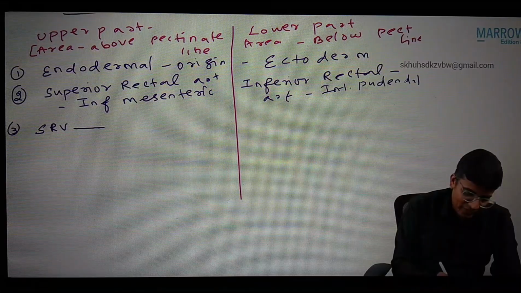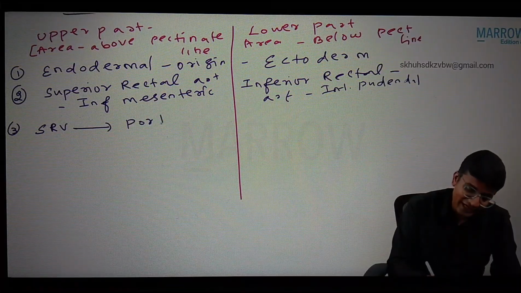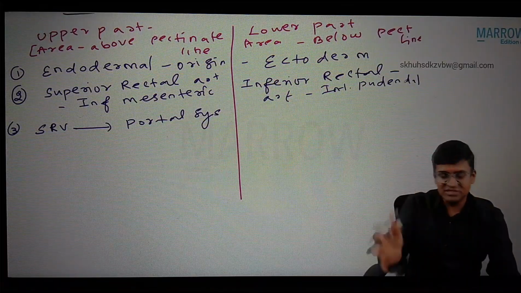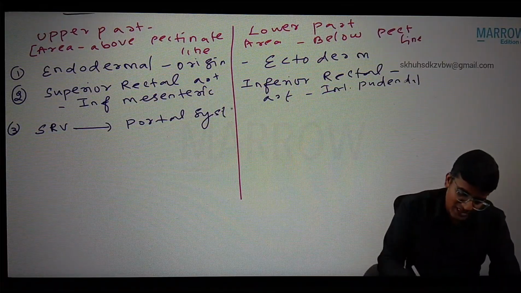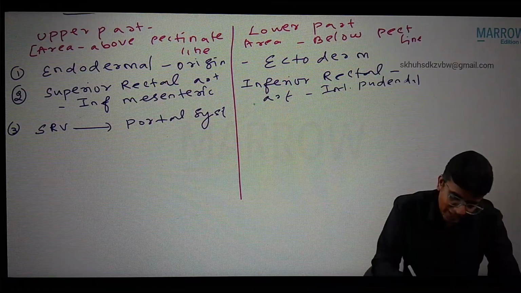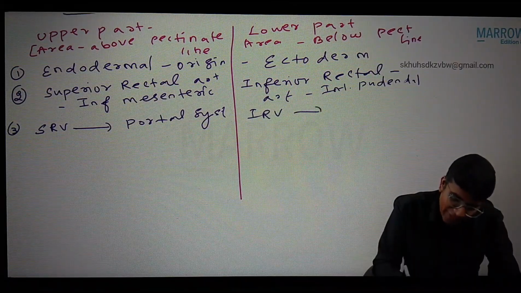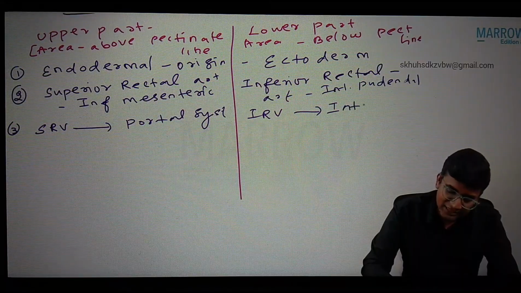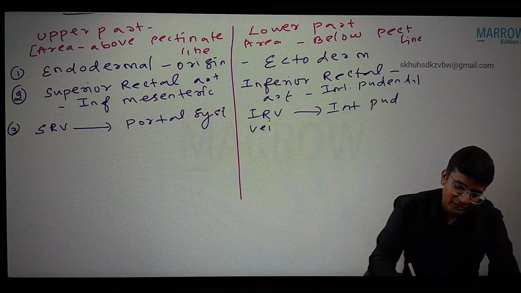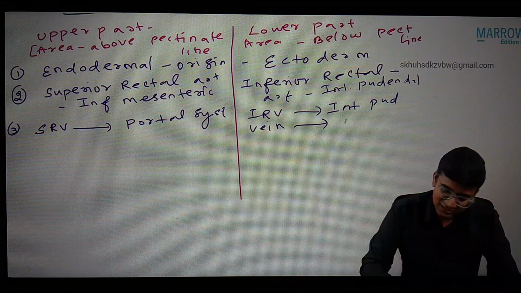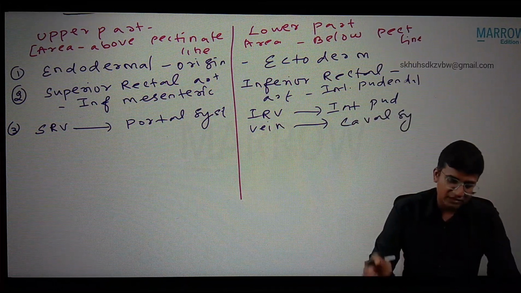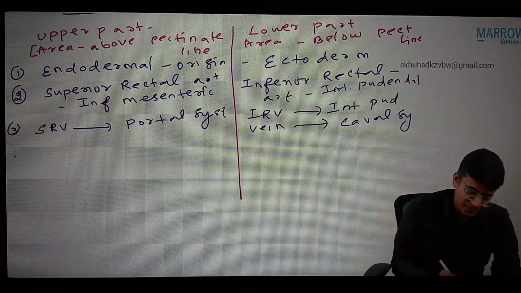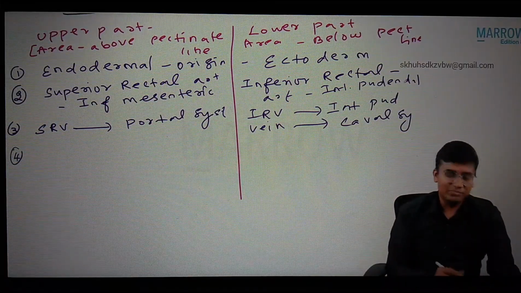Now what about the venous drainage? The superior rectal vein finally drains into the inferior mesenteric vein, to the portal system. Whereas the lower part drains into the inferior rectal vein, which in turn drains into the internal pudendal vein. From the internal pudendal vein, they go to the IVC, the caval system. So the upper part of the anal canal drains into the portal system, the lower part into the caval system. Okay. Next, nerve supply.